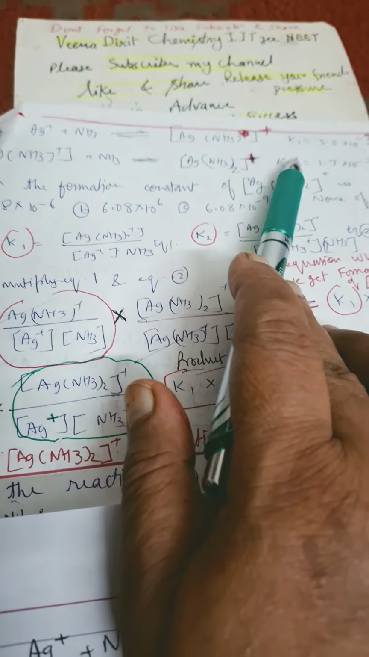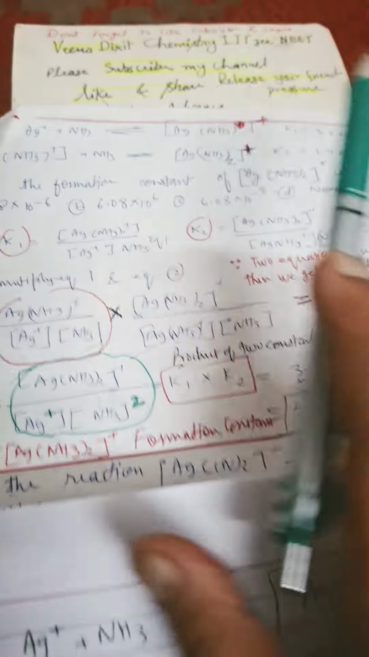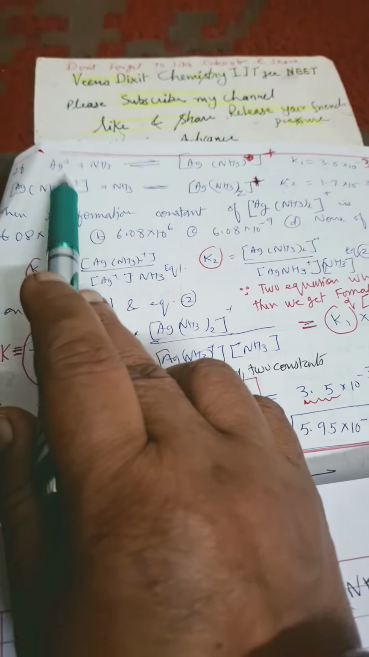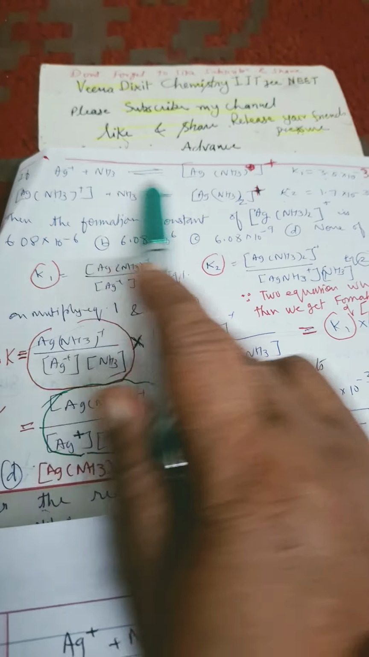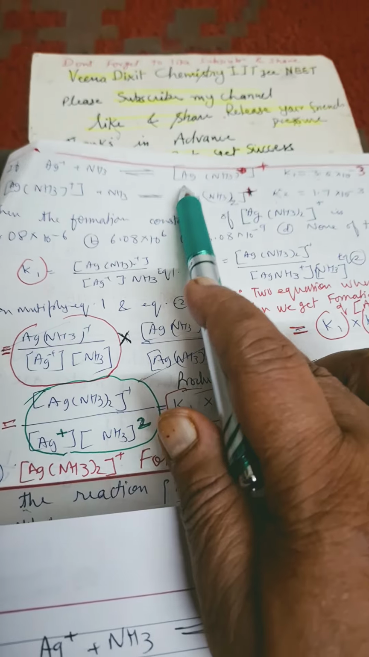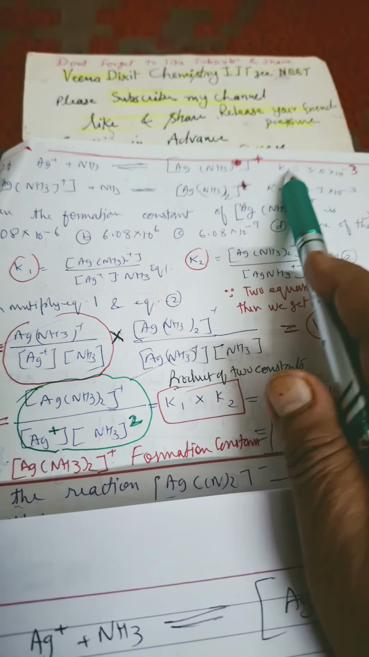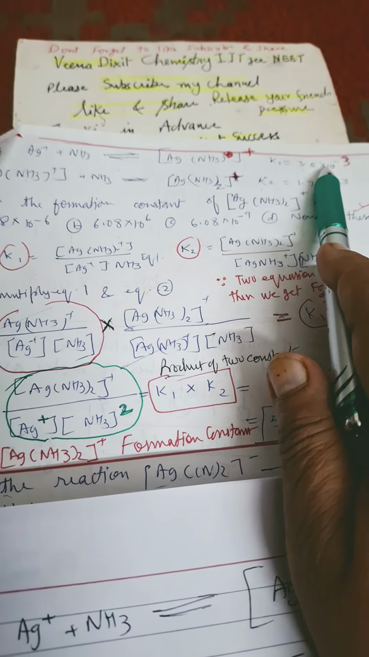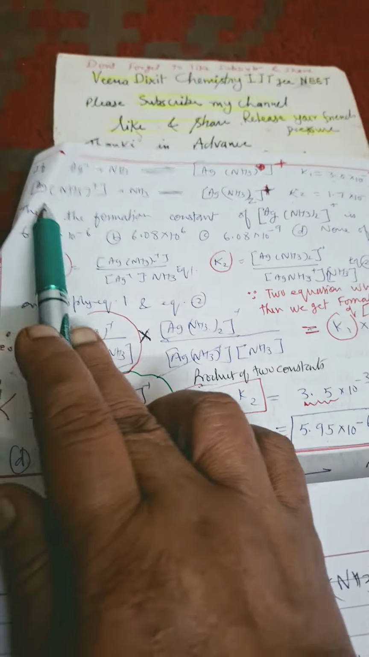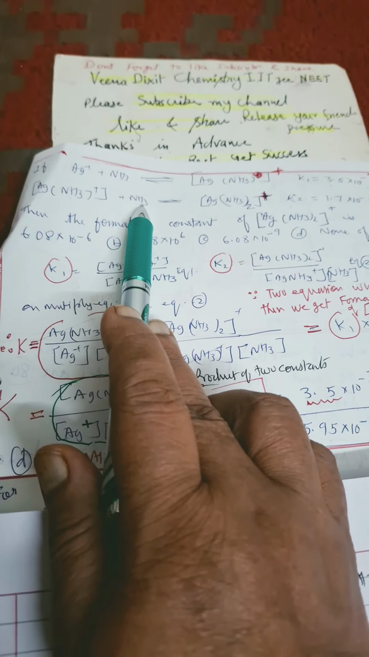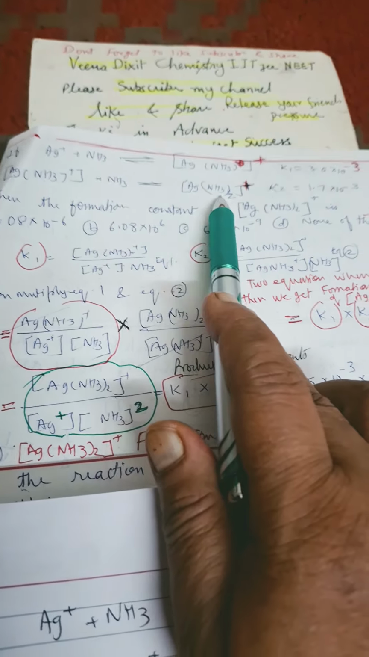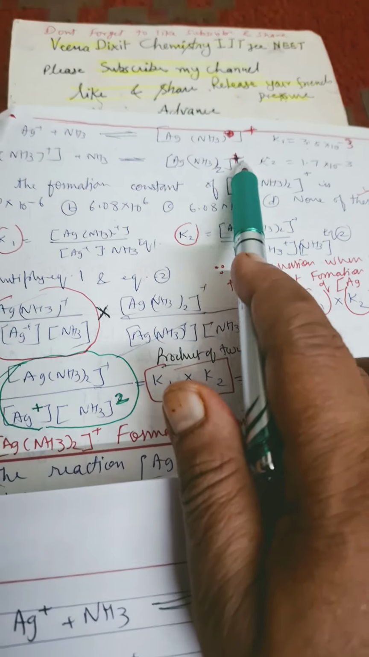Here we are discussing very important ionic equilibrium as well as chemical equilibrium questions. Here, if Ag+ reacts with ammonia, it will form the complex Ag(NH3)+, with 1 positive charge, K1 is equal to 3.5 × 10^-3. And then Ag(NH3)+ reacts with a second mole of ammonia, so it will form Ag(NH3)2.